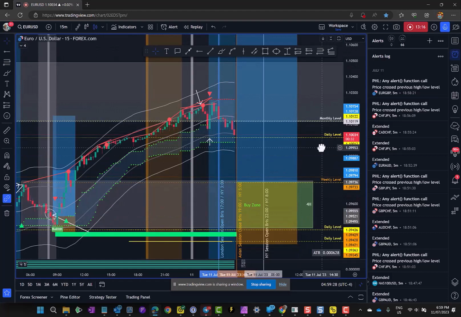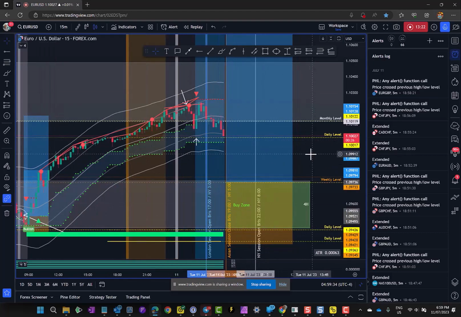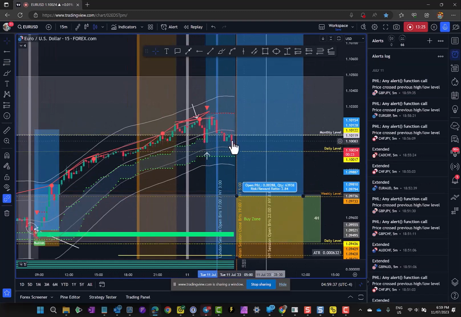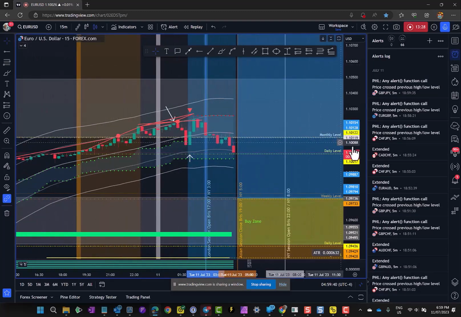The last thing I would say would be go for a 1-to-1 risk reward and take most of the position off and then trail the rest. This is starting to head south, as you can see now.